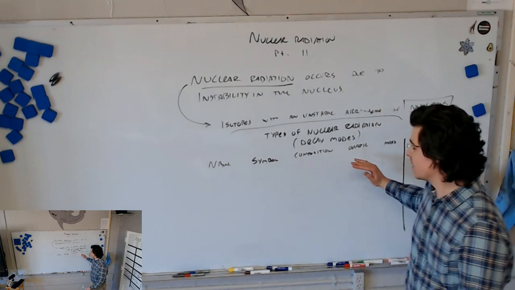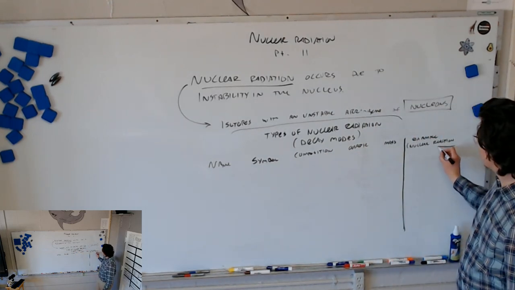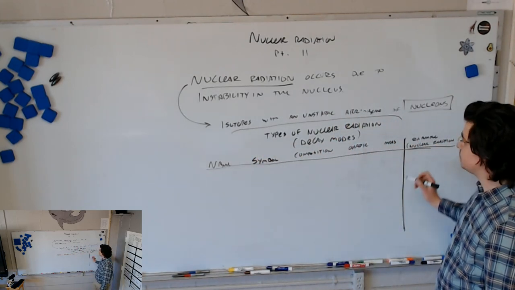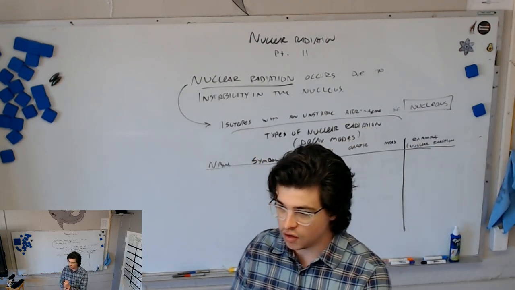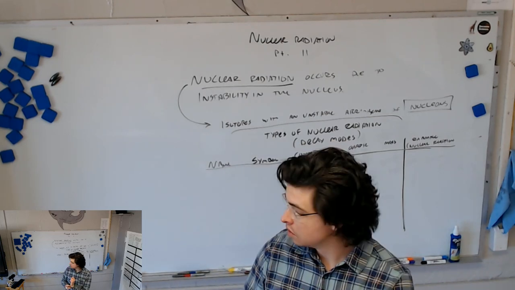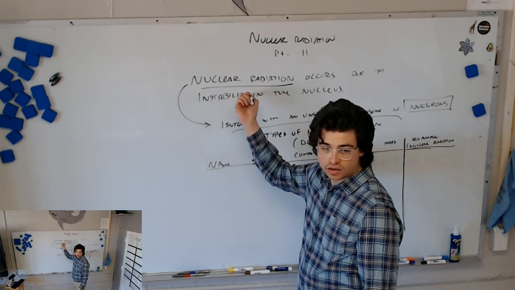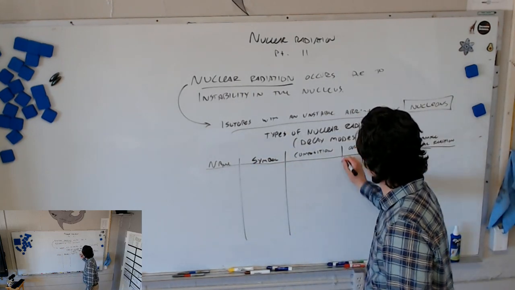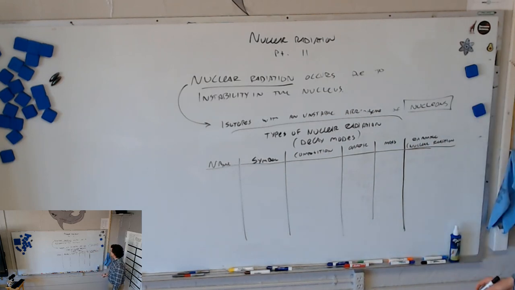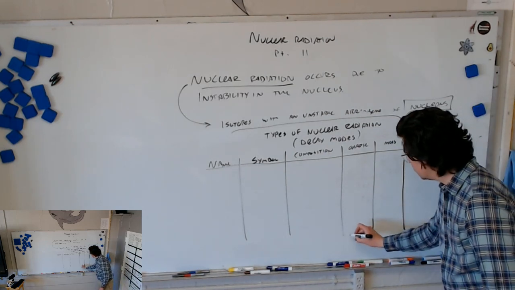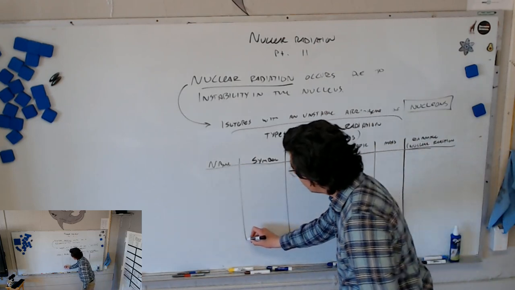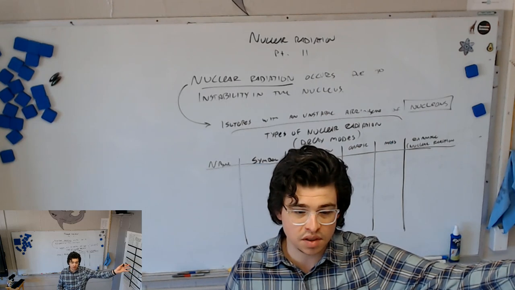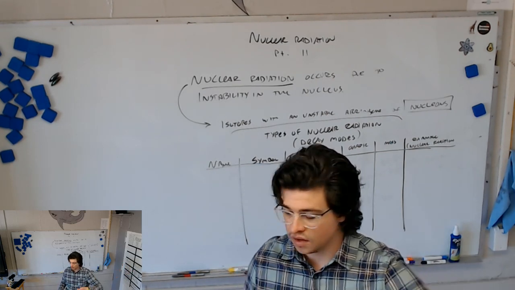The point is, we're talking about nuclear radiation. For all of these, we're going to have a nuclear reaction with it. A nuclear reaction is what happens when nuclear radiation occurs. And we're going to have a special way that we format those. So we're going to have a name, a symbol, a composition, a charge, a mass, and an example. I'm going to use wikipedia.org to type in some examples of element-specific isotopes that will undergo each of these.